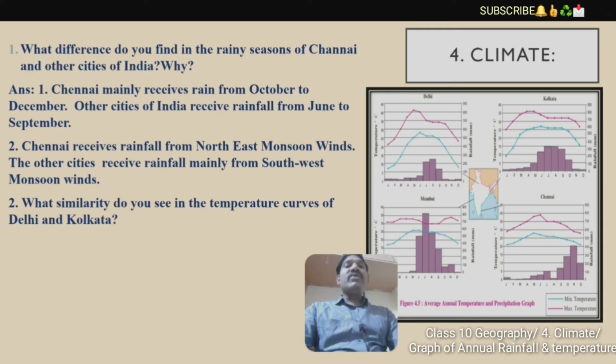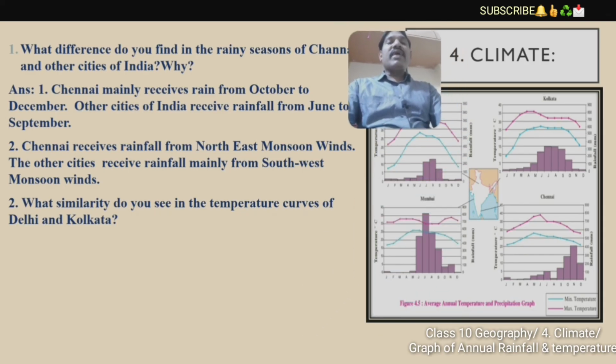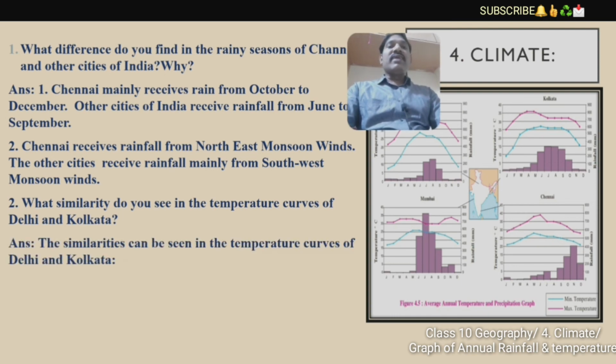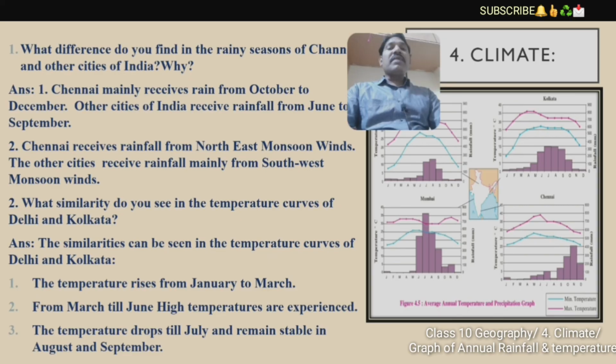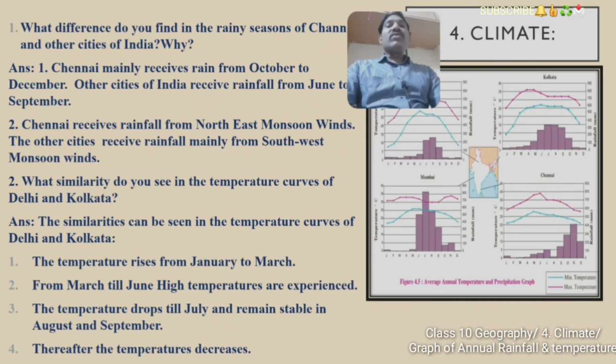What similarity do you see in the temperature curves of Delhi and Kolkata? The answer is, the similarities can be seen in the temperature curves of Delhi and Kolkata. First, the temperature rises from January to March. Second, from March till June, high temperatures are experienced. Third, the temperature drops till July and remains stable in August and September. Fourth, thereafter the temperature decreases.